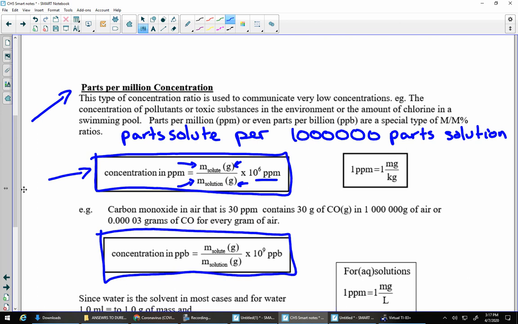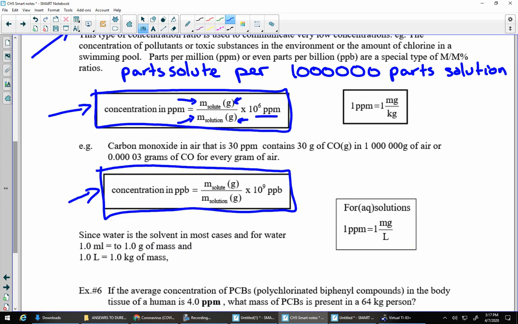Parts per billion, if we see down below here, is the exact same thing, except we're doing 10 to the power of 9, right? So that's even smaller, way, way smaller. Another way that you could think about this is 1 part per million is 1 milligram in 1 kilogram of solution. That's a huge difference. A milligram is tiny, whereas a kilogram is fairly sizable.